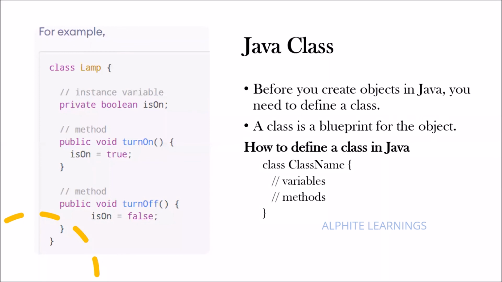For example, you can see I have written a class called lamp. Here we have one variable, a Boolean variable. Do you remember the data type Boolean? What will be the possible values for a Boolean? It will be true or false. So we have one variable and we have two methods in it. What is a method? We'll see that later. Just think of it as you have a variable and a method.